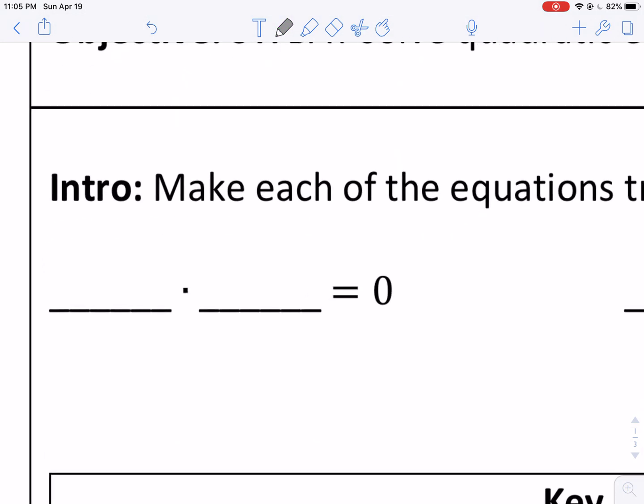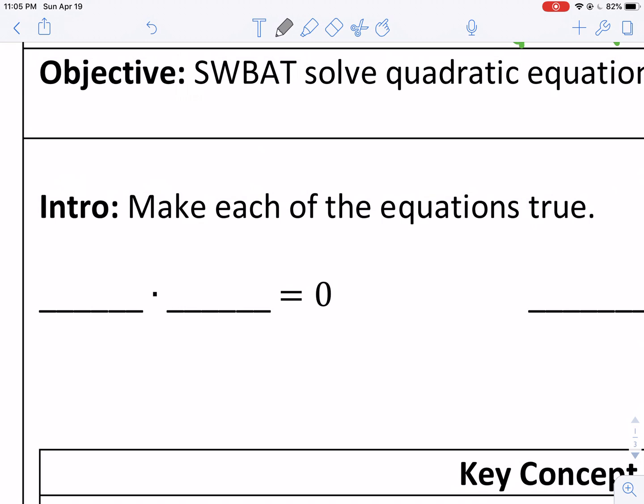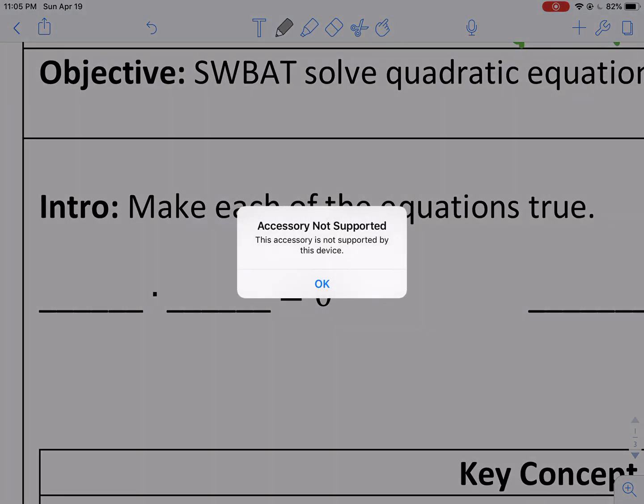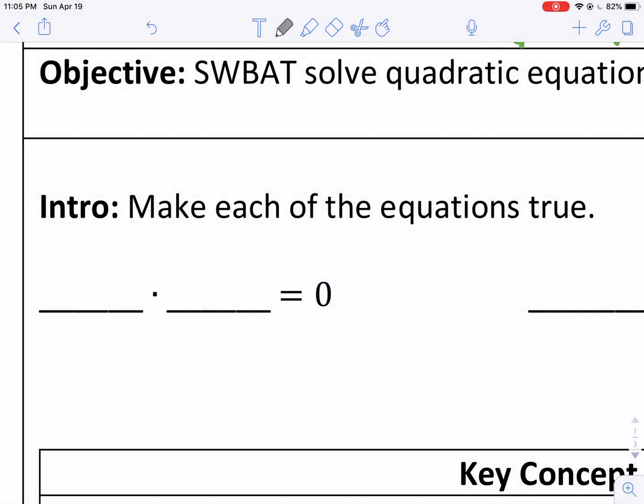Okay, let's make some of these equations true. We need something times something equals 0. As long as we have 0, we can put literally anything. So in your notes, make sure you have 0, and then you can put literally anything else. How about my favorite number, 8? 0 times 8 is 0.